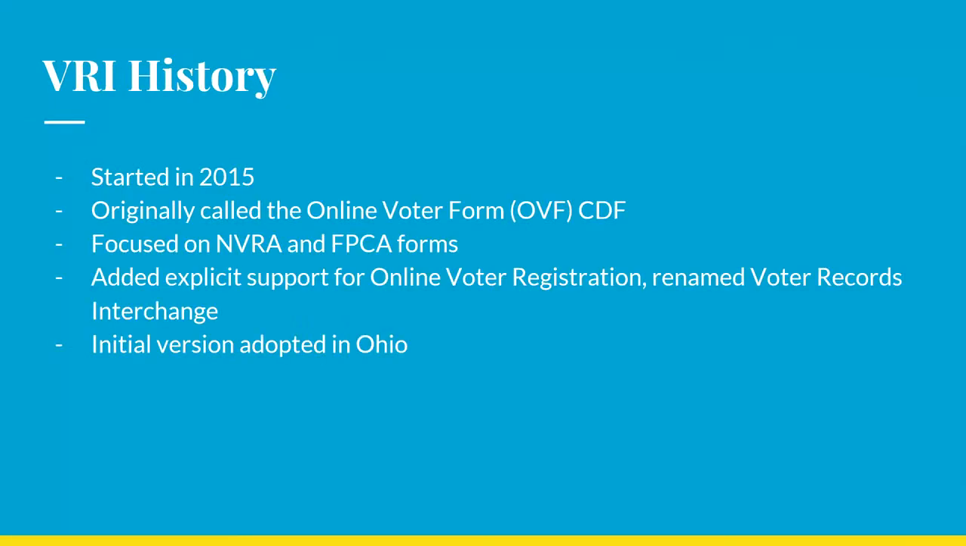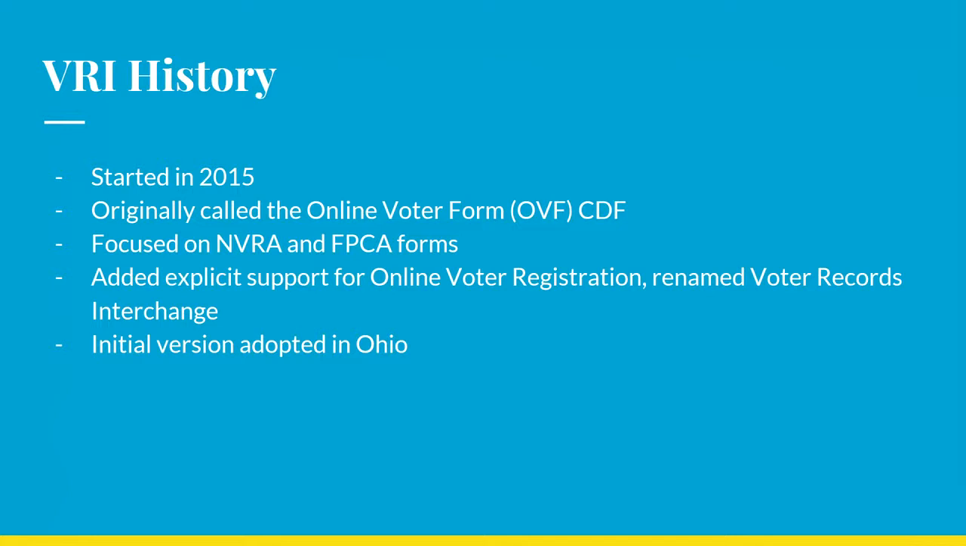So I thought we should give a little bit of history because some of you may not have been tuned into this work in the past, but it's been around for a while. In fact, it started in 2015. At that time, we were looking at what we could do to support NVRA and FPCA transactions. So the NVRA form is usable throughout the United States, and then the FPCA for military and overseas voters sets a good baseline for voter registration transactions generally.